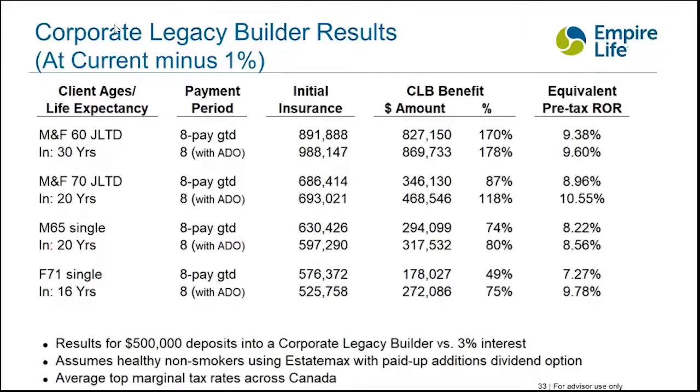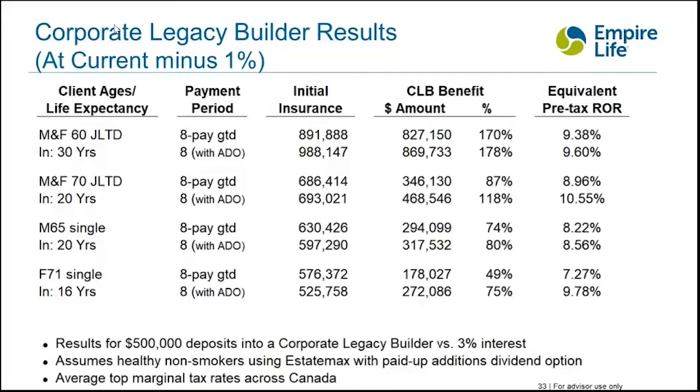The estate benefit amount is greater with additional deposit options in a single equivalent age 50, even more so at a single equivalent age of 61, but lower at the older ages of 65 and increasing again by age 71. And the pattern for the percentage of increase of the Corporate Legacy Builder strategy over the alternative investment, as well as the equivalent pre-tax rate of return, follows the same pattern we saw at the current dividend scale.